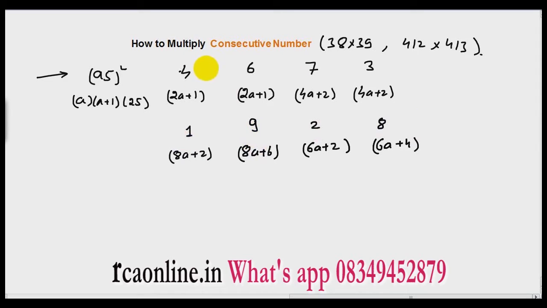Let me tell you how. If you have 4, how far is 4 from 5? It is 1. So multiply 1 by 2 and add 1. How far is 6 from 5? It is 1. So multiply it by 2 and then add 1. How far are 7 and 3 from 5? It is 2. So multiply it by 2 and add 2. This is the simple and perfect way to remember this.